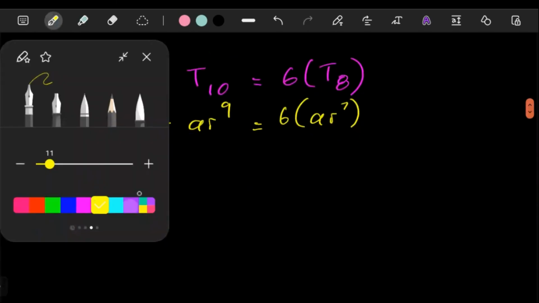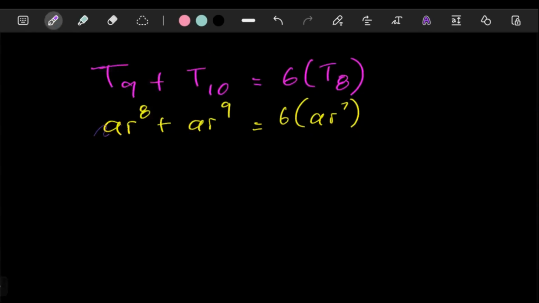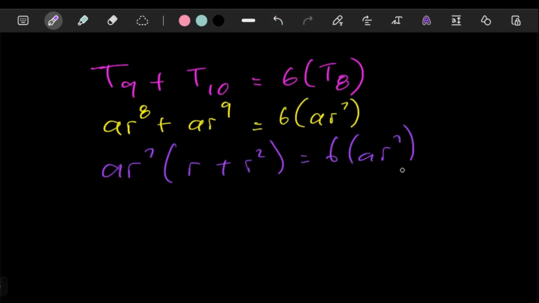Now, if you're going to solve for A and R simultaneously, you can see here it's just a bit of a problem. So here you have to think strategically. The one strategy is to take out a common factor, which is AR to the power of 7, you see. Then here you're going to have R, and here you're going to have R squared. And then you have your 6 AR to the power of 7, of which you can just divide both sides by that.